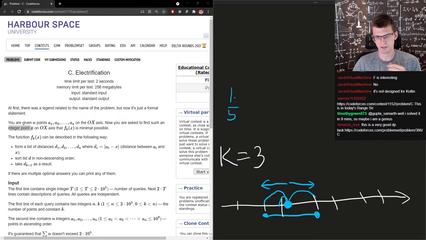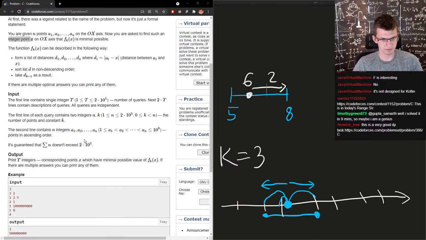So if this is like 5, then there is 8, then it's okay rounding it. We will choose the middle point just to be 6. And we will say that the distance is 2. What I print is X. Okay. Points are already sorted.